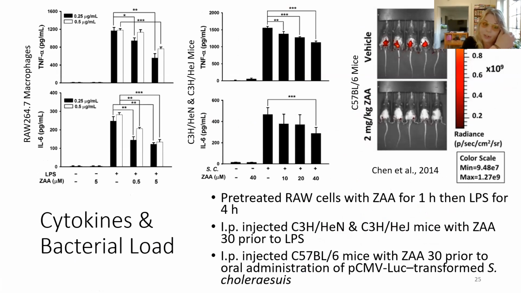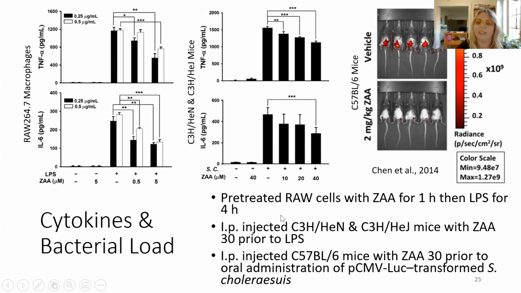And so they wanted to look at cytokine production. So they pre-treated RAW cells with ZA for an hour and then treated them with LPS for 4 hours and collected the supernatants and looked at TNF alpha and IL-6 production. And so here on the x-axis, we have our controls where they either received nothing or only ZA or only LPS. And the two different colored bars indicate a high and a low dose of LPS. And you can see that ZA was able to decrease the cytokine production in these RAW cells in a dose-dependent manner.